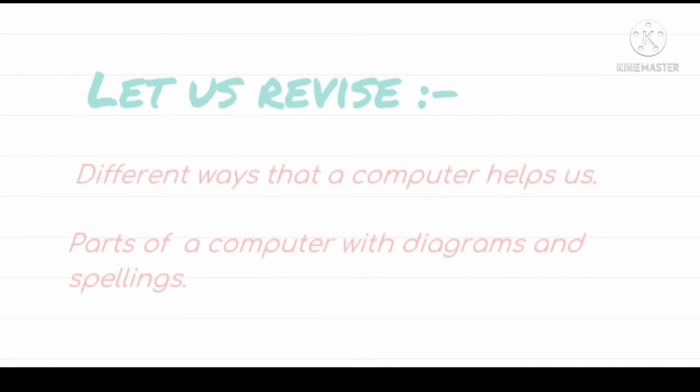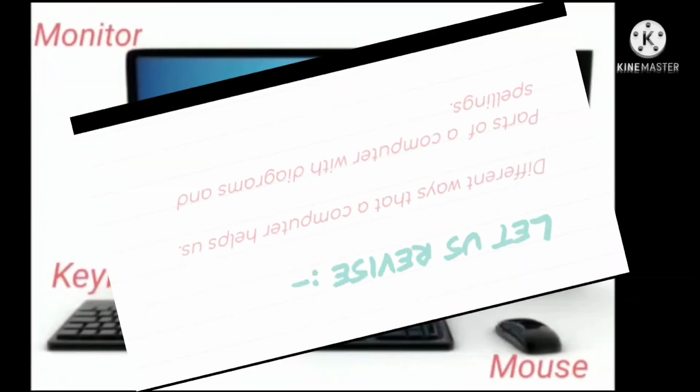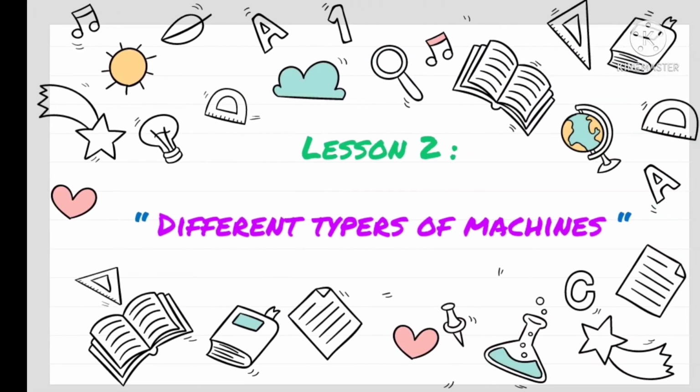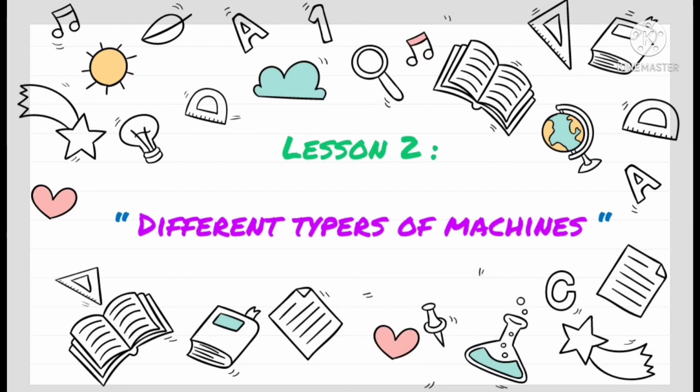First, we learned the ways that a computer helps us. After that, we learned different parts of a computer with diagram and their spellings. And for the next class, children, I want you to learn the spellings of each part of the computer. And in our next lesson, we will be learning about different types of machines.